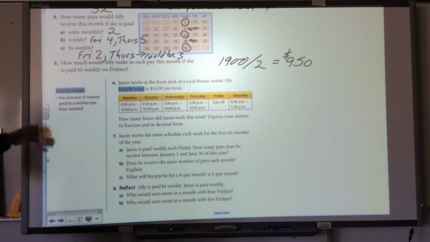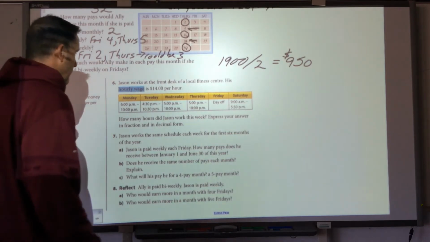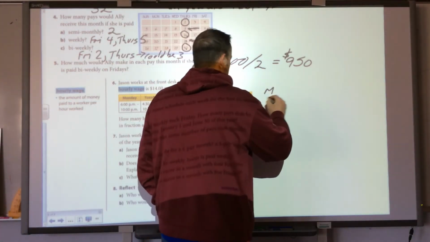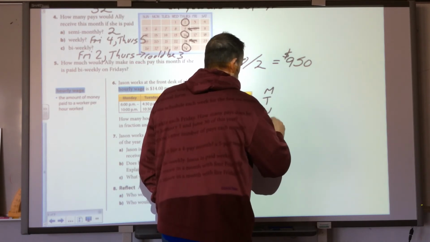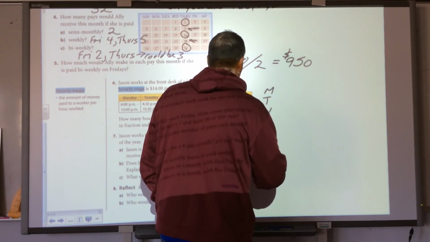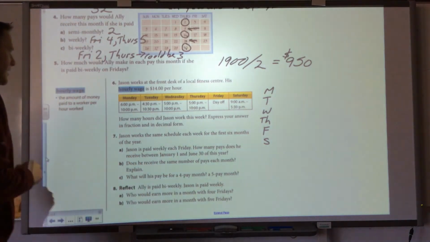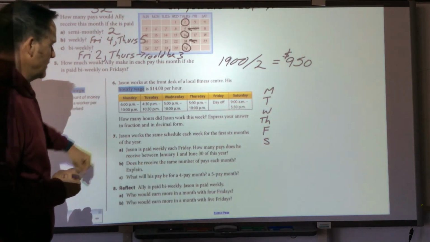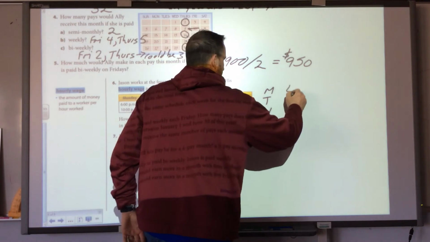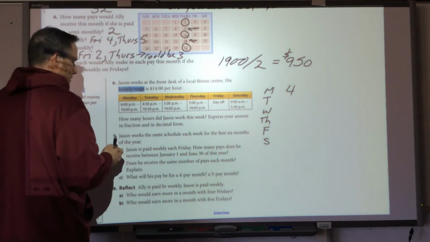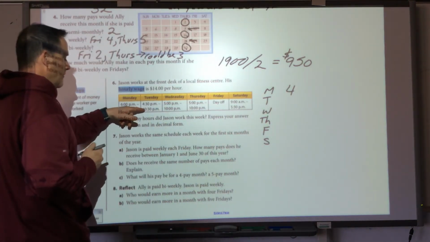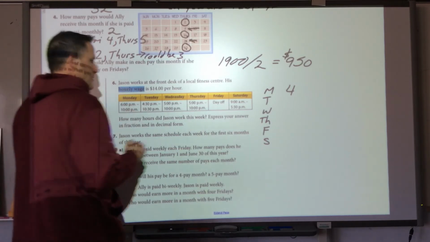Now, the next thing we're going to talk about is hourly wage. Hourly is different. In this case, you're getting paid what you work. Whatever number of hours you work, that's what you get paid for. So, in this case, we'll do Monday, Tuesday, Wednesday, Thursday, Friday, Saturday. This person's got 6 days in here. 10 subtract 6 gives me 4 hours on Monday. Tuesday, 10:30 to 4:30, 6 hours.